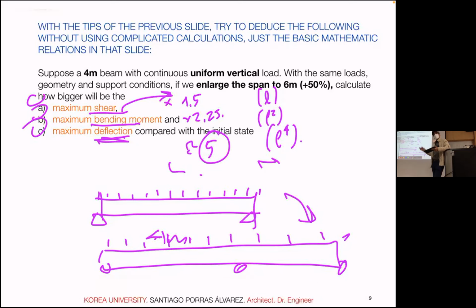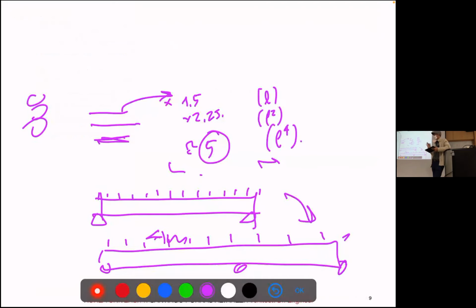So that means that length is supercritical in terms of deflection. And this is why in big spans, usually it's not the moment that breaks them, it is the deflection. And we'll see some examples of it.